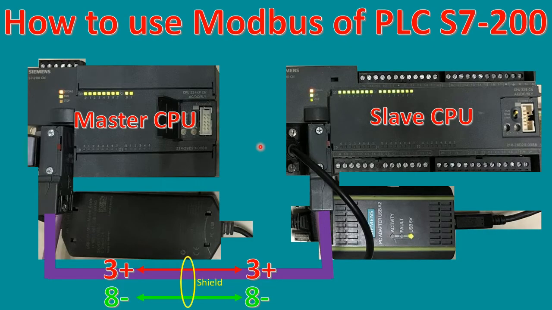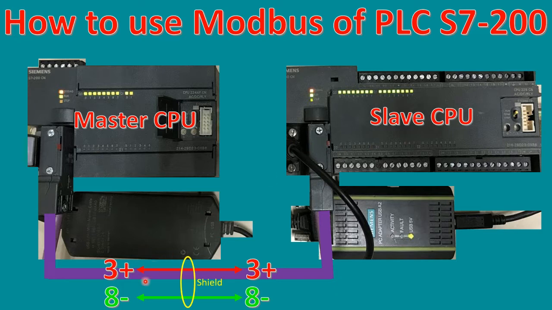Today I would like to show and share how to link data from PLC S7-200 CPU 224XP to PLC S7-200 CPU 226CN. Okay. And I will use the Modbus RTU communication between these CPUs. And I will use the Profibus cable that connects from the master CPU to the slave CPU.